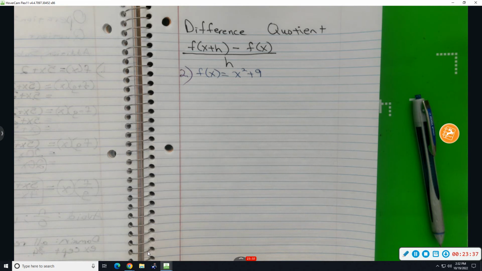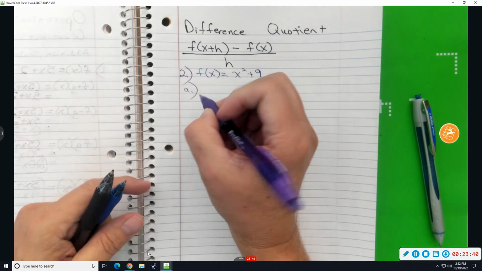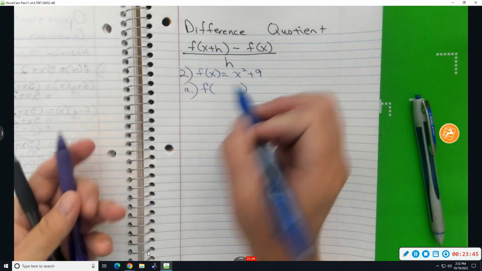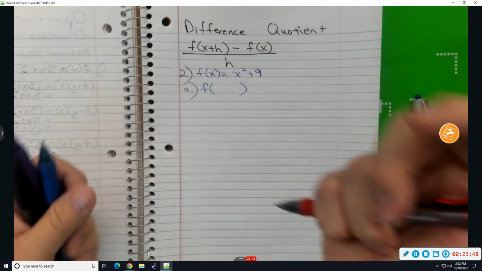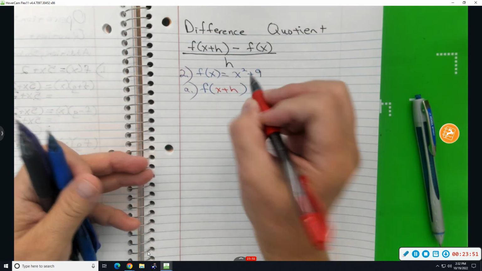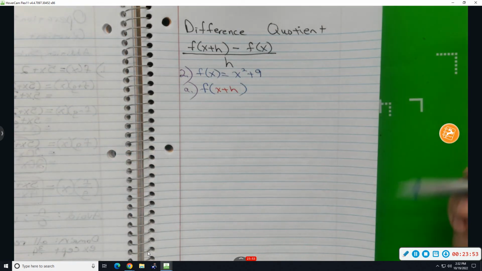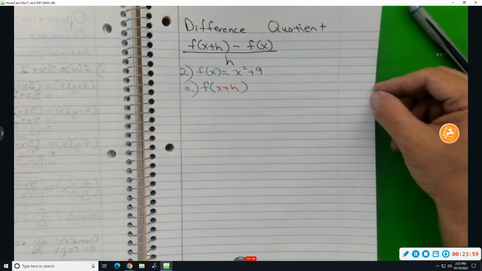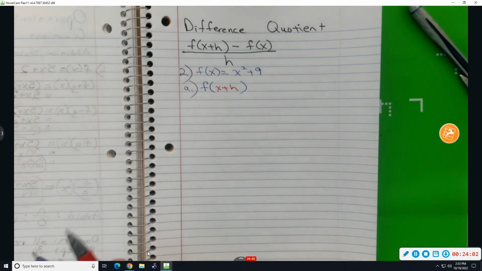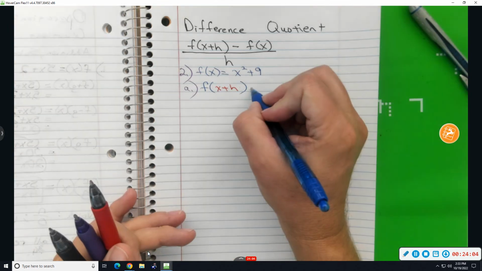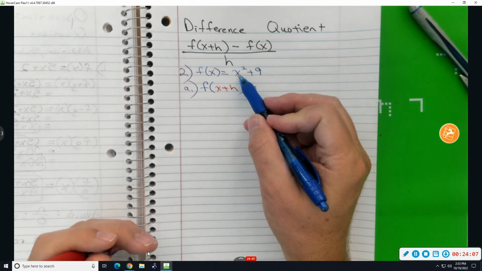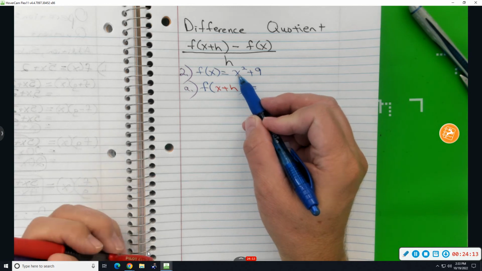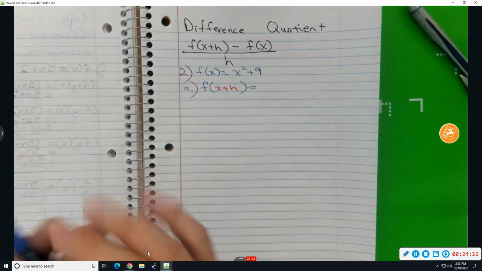So part A, we're trying to find f of x plus h. I mean x plus h, not x plus 9. They want us to find f of x plus h. We know how function notation works. This says go to my function f, and wherever I see a variable, replace it with the stuff in those parentheses. So I'm going to replace that blue x with the red x plus h.